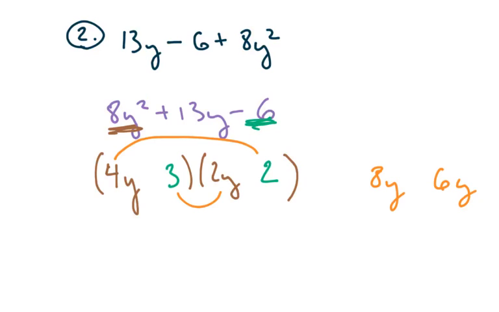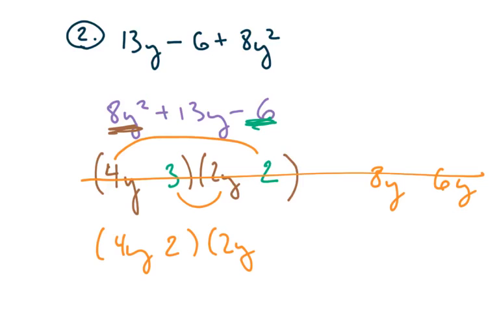With 8 and 6, can I get to 13? And the answer here is no. I can get to 14, but not 13. So there's no way it's going to work there. So I'm going to draw a line through it. Tried that one. I'm going to rewrite the same thing. Notice all I'm doing is flipping my back terms. So instead of 3 and 2, it's now 2 and 3. And we're going to check it again.